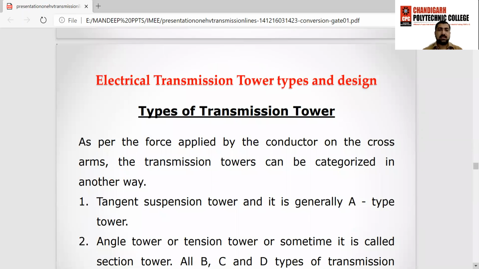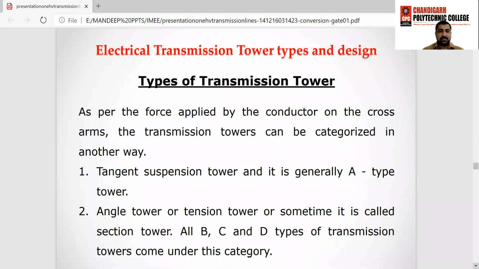The next is types of transmission tower. As per the force applied by the conductor on the cross arms, the transmission towers can be categorized in another way. The first is the tangent suspension tower, and it is generally A-type towers. The second is the angle tower or tension tower, or sometimes it is called the section tower. All B, C, and D types of transmission towers come under this category.